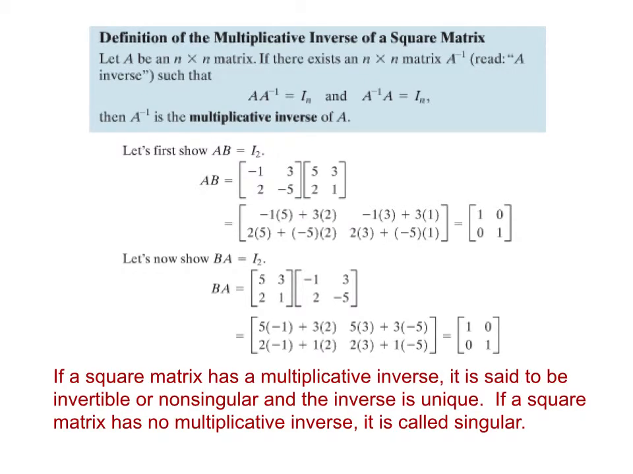Now, if a square matrix has a multiplicative inverse, then that matrix is said to be invertible, or sometimes we call it non-singular. And that inverse is unique. Just like 5 only has the inverse of 1/5, A only has the inverse of B in the previous example. If a matrix does not have a multiplicative inverse, we call that matrix singular or non-invertible.